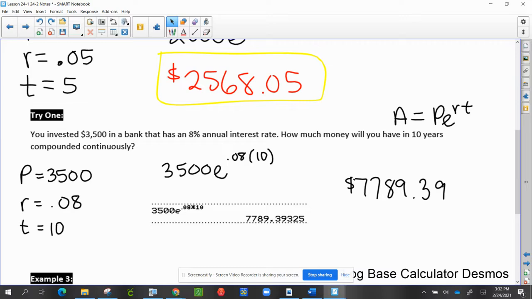Make sure your answers make sense. They should be increasing. If you're putting your money in the bank, you shouldn't end up with less money after 10 years than you started with. So if you ever get an answer that doesn't really make sense, just double check how you typed in your calculator.